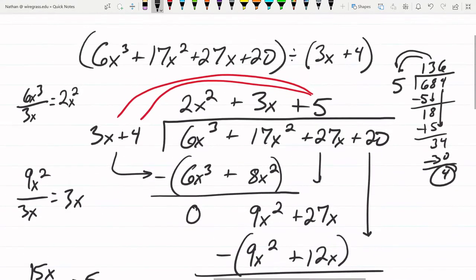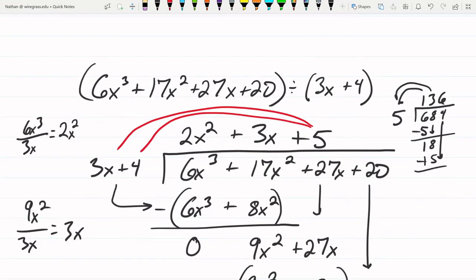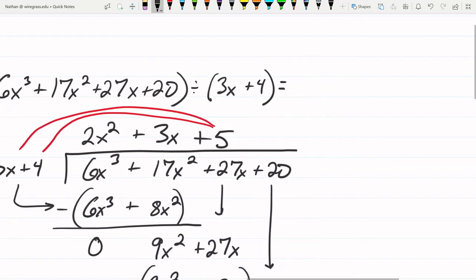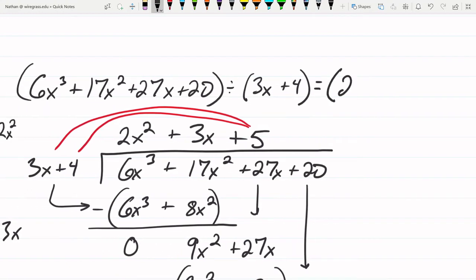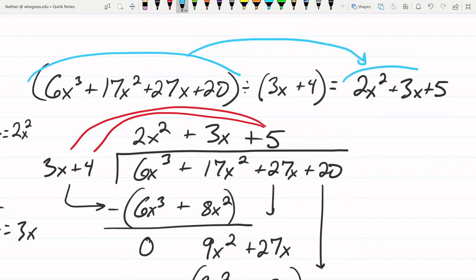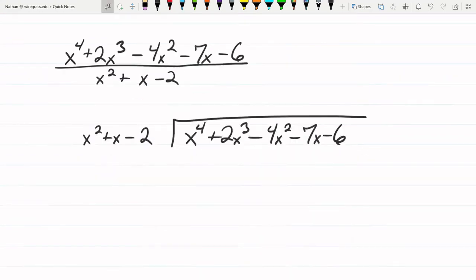So that means in our original problem here, just clean this up a little bit, we get 2x squared plus 3x plus 5. It evenly divides out the polynomial. And now you can see that we've gone from a cubic polynomial in the beginning, right? This is all cubic polynomial here. And it became a quadratic polynomial. So it lowered the degree by 1.